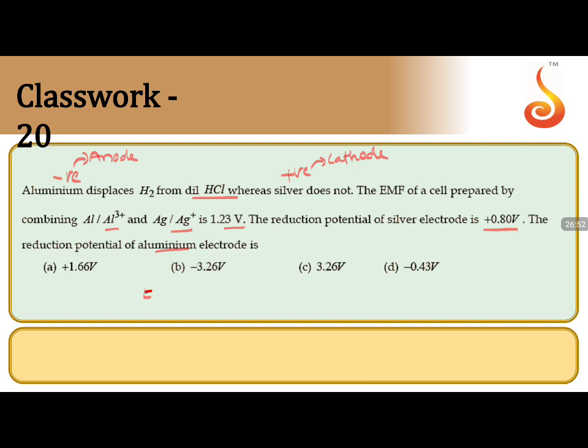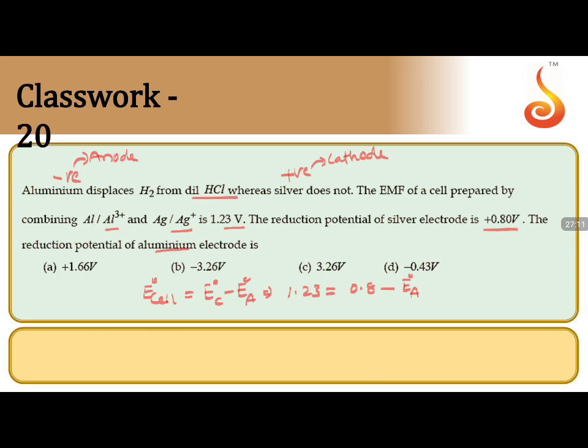Just understand. So now your E naught cell will be equal to E naught cathode minus E naught anode. Just don't hesitate to write anything. So your overall value is given as 1.23. This will be equal to E naught cathode, given as 0.8, minus E naught anode.